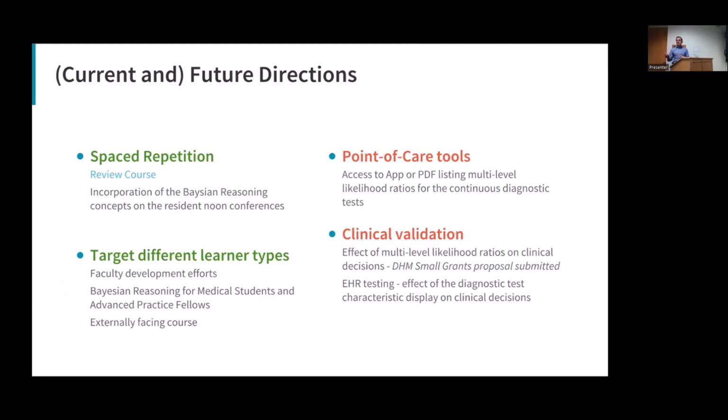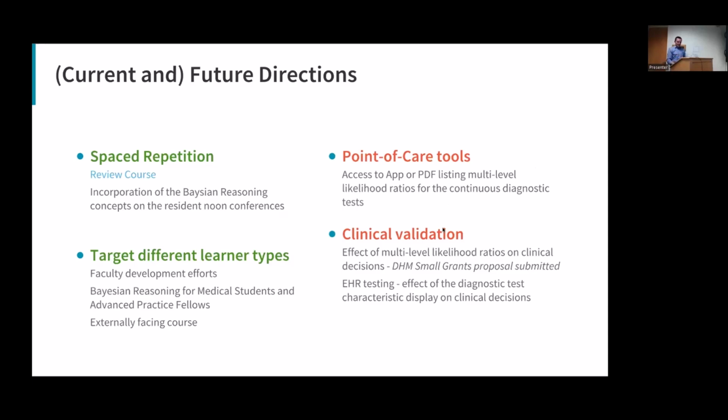And we created a Bayesian reasoning course also for medical students, and I now teach some of these concepts to the first-year medical students, and also to advanced practice fellows. And our goal is to also make this course external facing and open it up to external learners who are interested. Lots of feedback that we would benefit from point-of-care tools, like an app or PDF, where they can quickly reference the test result and see the shades of gray, how different abnormalities change disease probabilities.